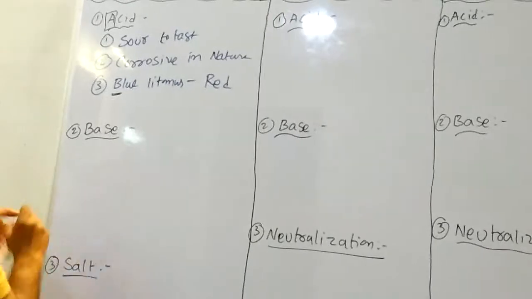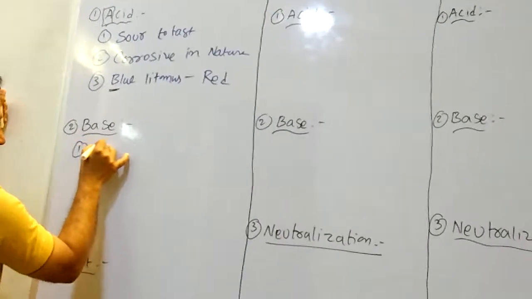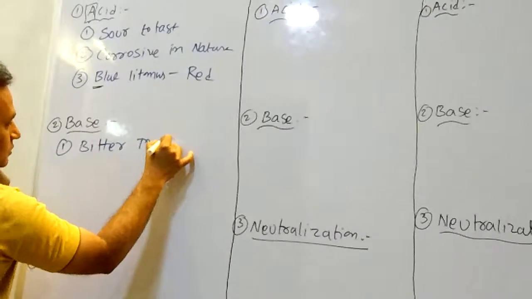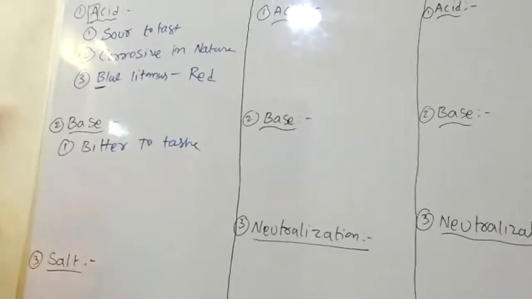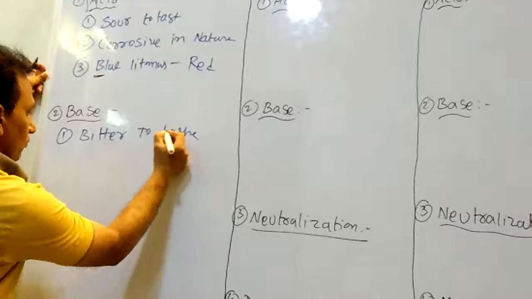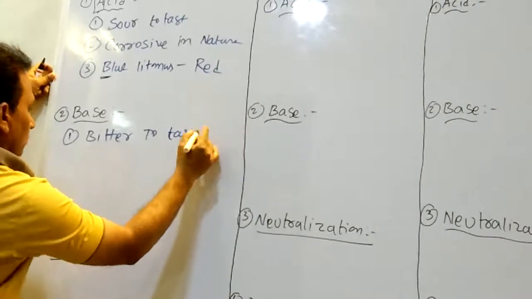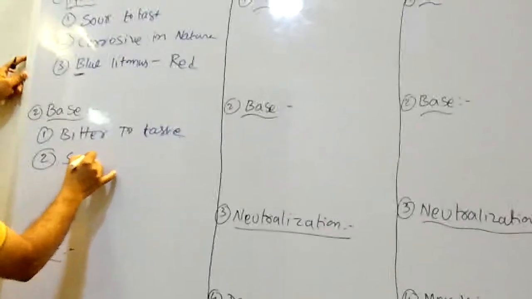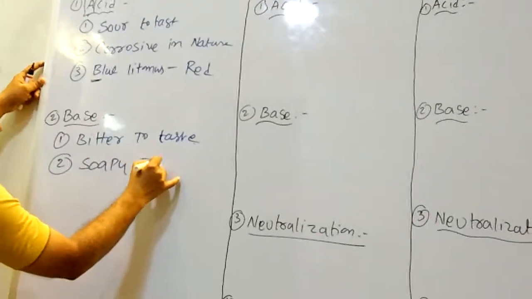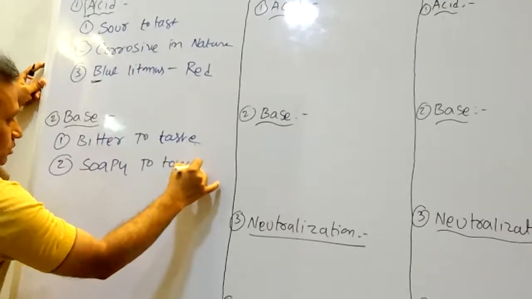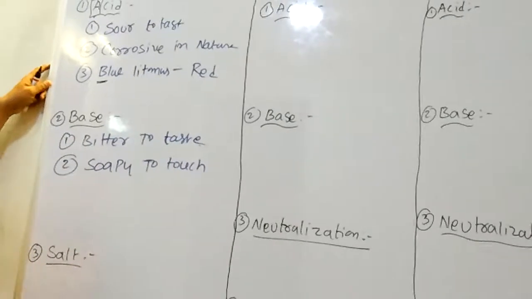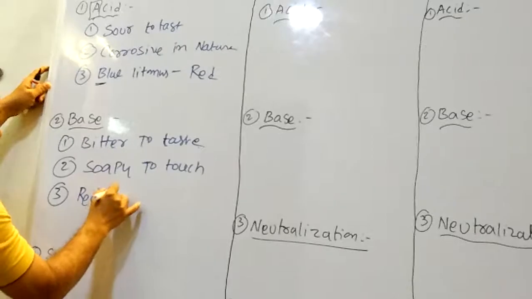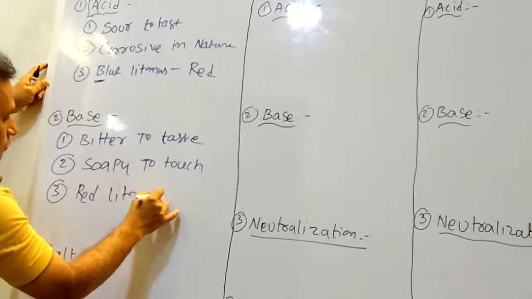Next, base. According to him, a base is bitter to taste, like neem leaf and soap, and soapy to touch. Soapy to touch means its slipping nature is more in a base, and it will turn red litmus to blue.